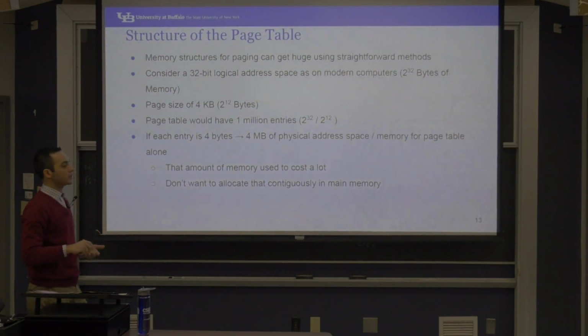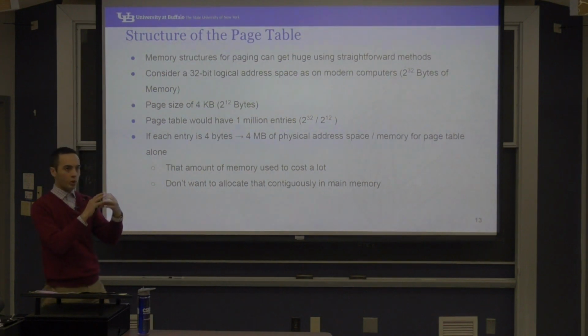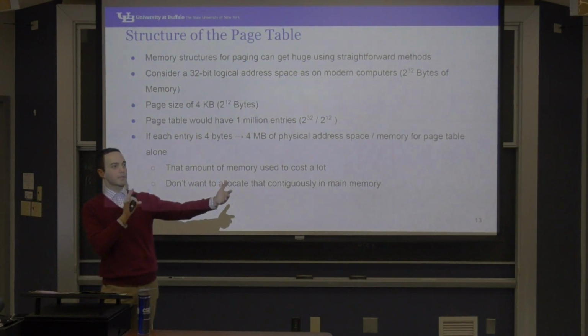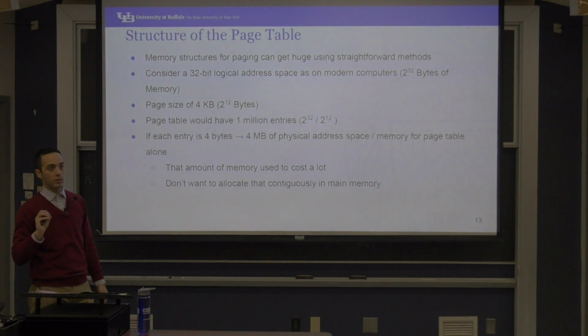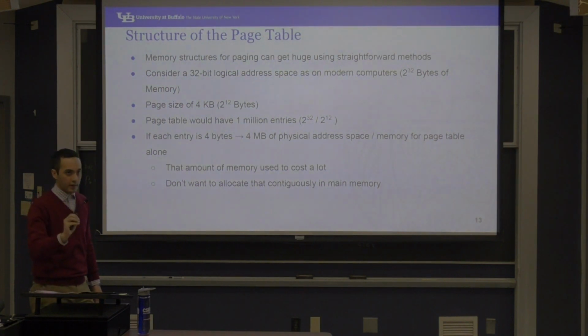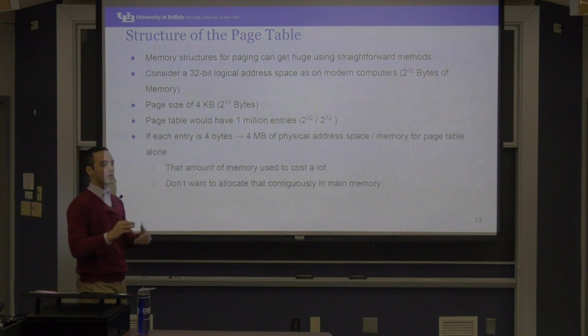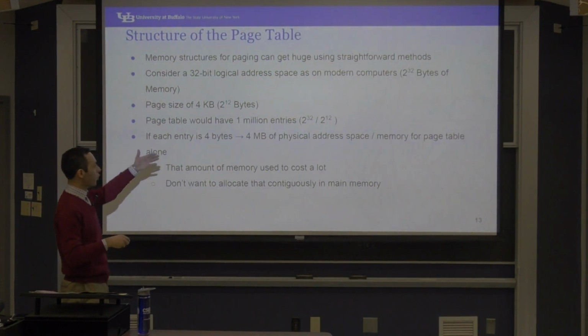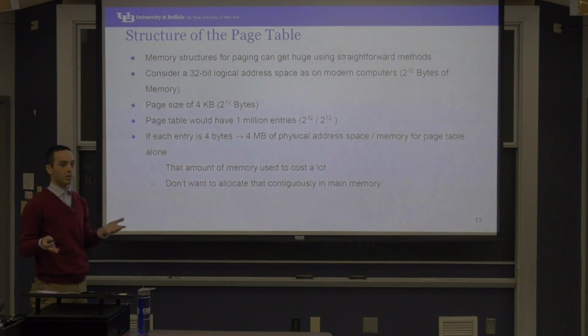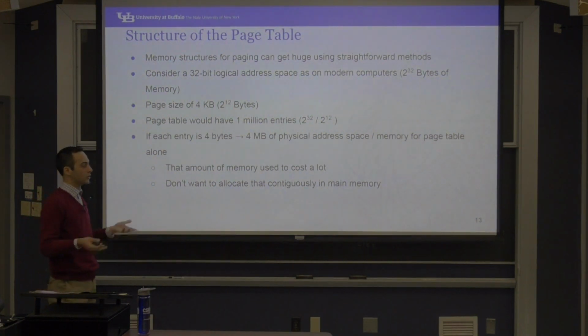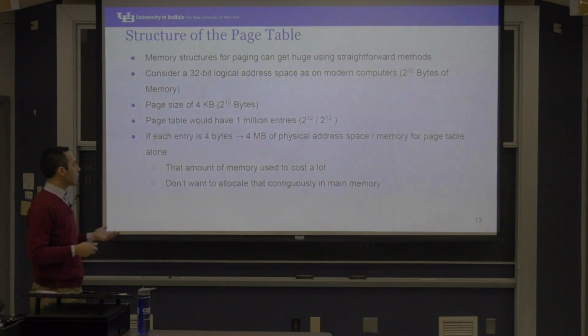Now, if each entry is also 4 bytes to basically hold the frame bits, that would need 4 megabytes of physical memory for the page table only. So for your process that might use even smaller memory, you need 4 megabytes in your kernel PCB just to hold the page table, which doesn't make sense. It's just too huge, right?